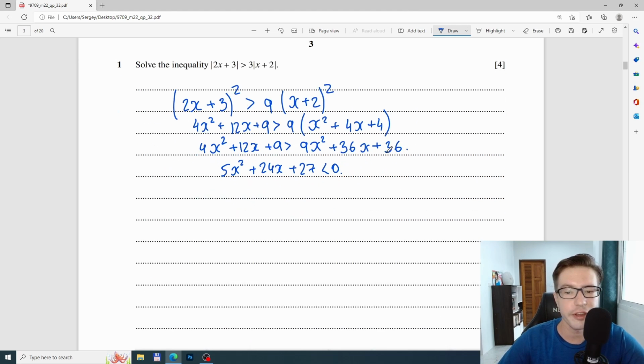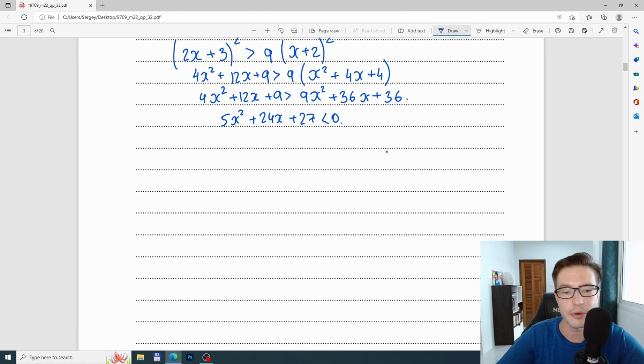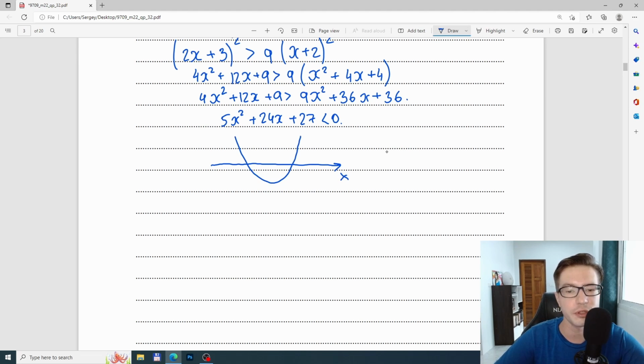Now, how do we solve this inequality? First of all, I'm going to draw a quick sketch. So it's the x-axis and the quadratic function opens up. Now we're looking for all the values of x for which the graph is below the x-axis. So it's going to be in between x1 and x2.